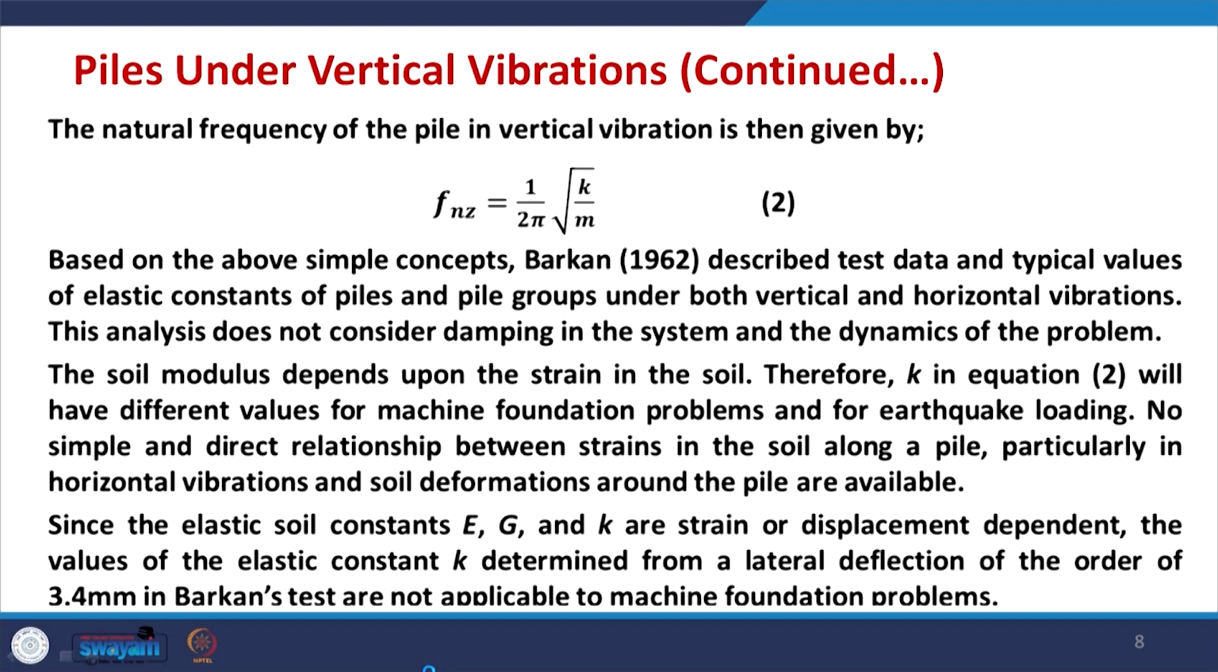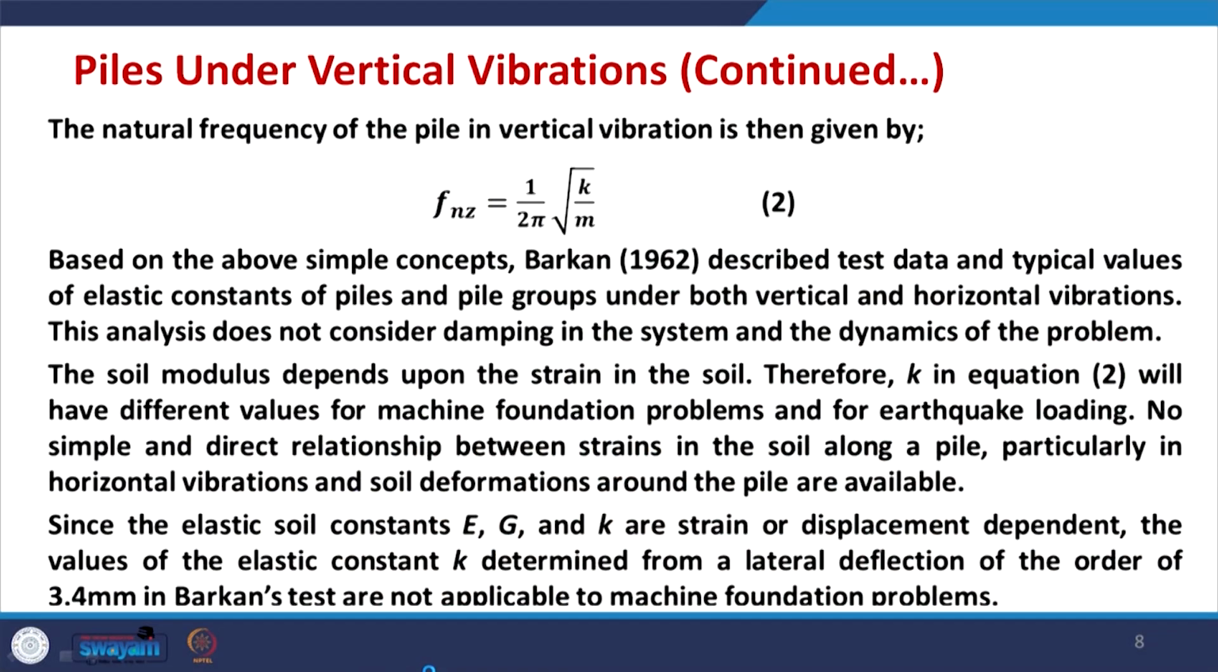However, this is not the case. If K varies with the strain, so basically this is the elastic soil constant, E Young's modulus, G shear modulus, and K are strain or displacement dependent. For example, you may be aware that in the equivalent linear model, shear modulus varies with strain, and the value of G by G max decreases with the strain.